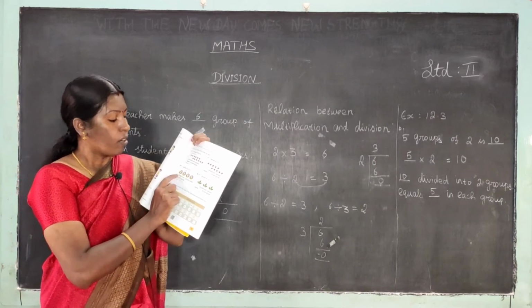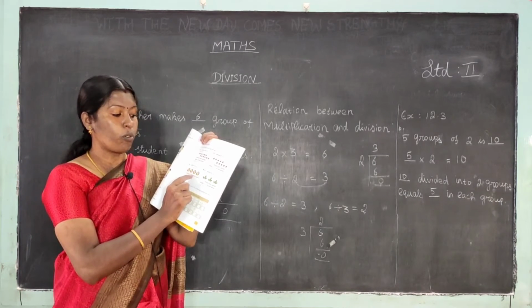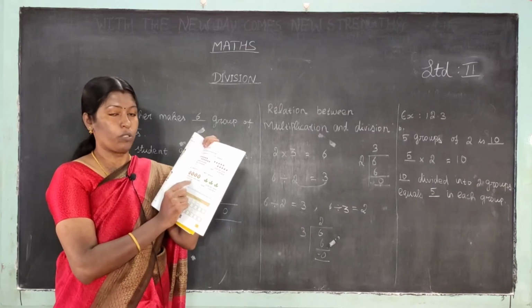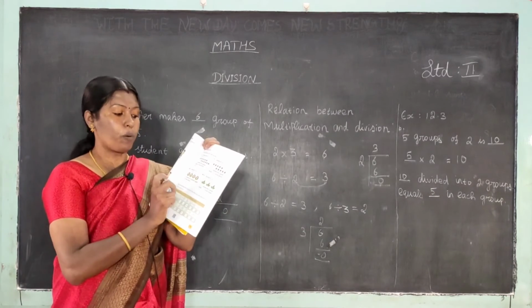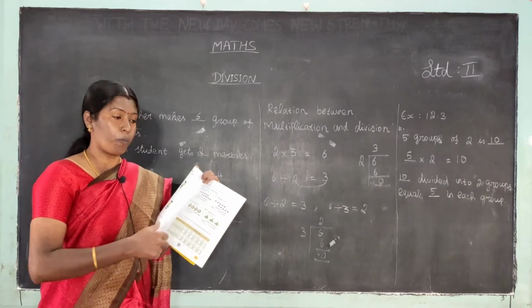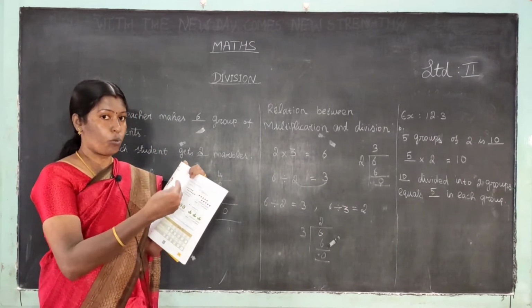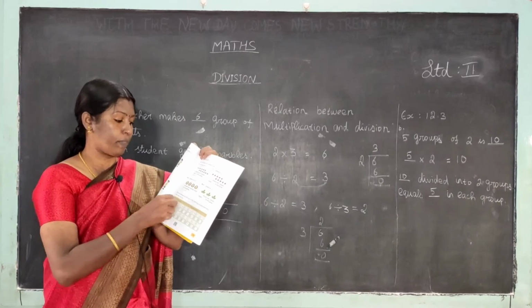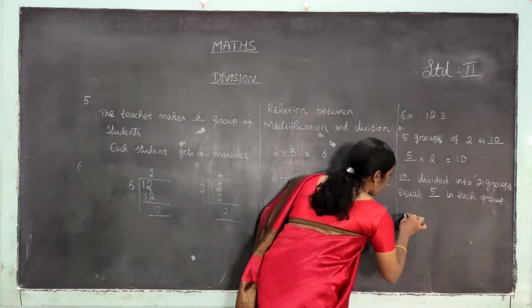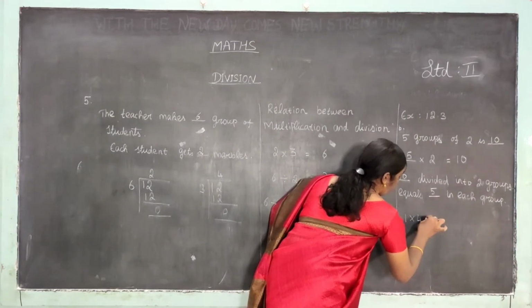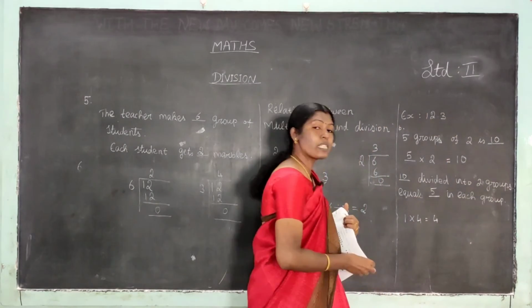And next part, 4 divided into 4 groups equally in each group. Here we are only having 1 group. Suppose if we are having 4 groups, 1, 2, 3, 4, that means the same thing. That is 1 into 4. Here you see 1 into 4 equal to 1 4 is 4.